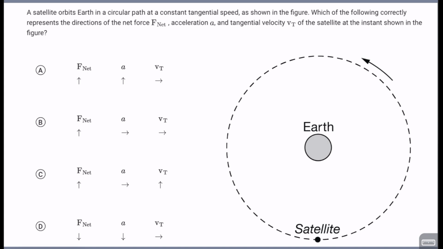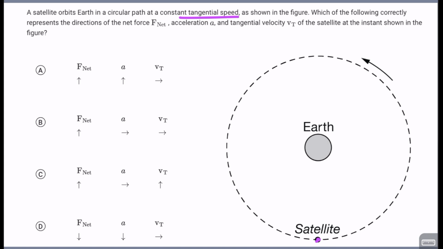And next, a satellite orbits Earth in a circular path at a constant tangential speed. So this is uniform circular motion. Which of the following correctly represents the direction of the net force F net, acceleration a, and tangential velocity vt of the satellite at the instant shown in the figure? The satellite is right here around the bottom part of the circular path.